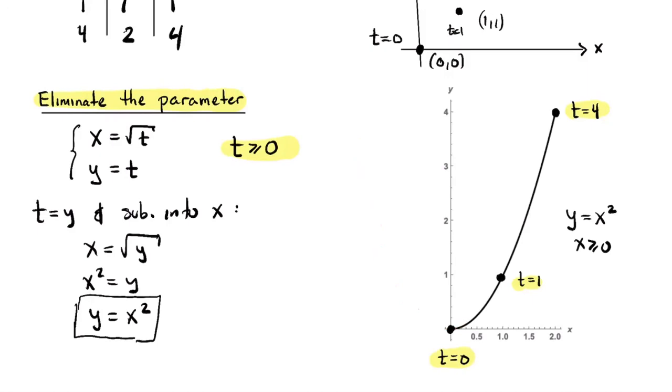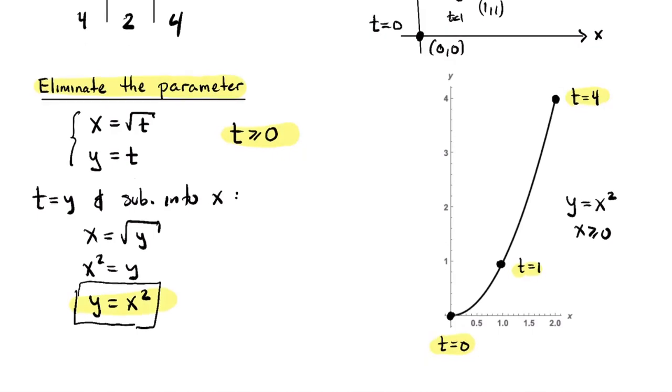Okay, so that's what I mean by eliminating the parameter. I solve one of the parametric equations for the parameter, I plug it into the other equation, and then I get a direct relationship between x and y. And maybe I recognize the graph from that direct relationship. Like here, the direct relationship is y equals x squared. I recognize it. Nice.